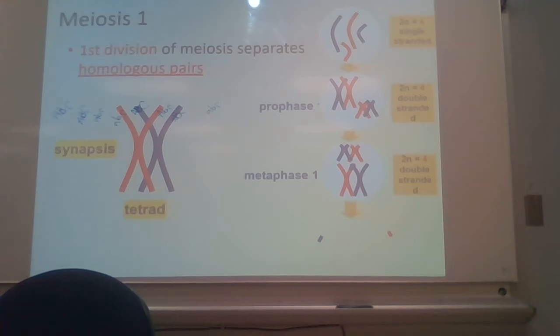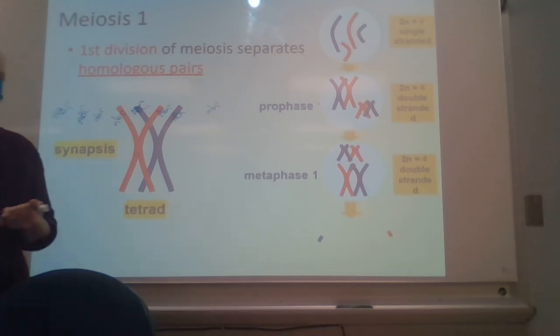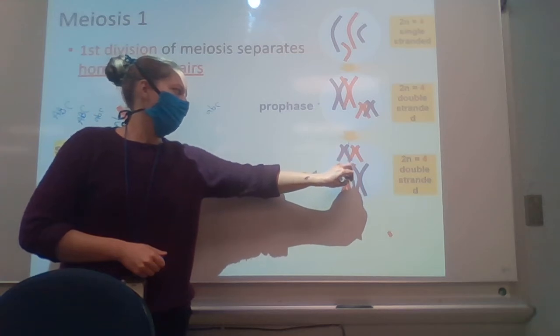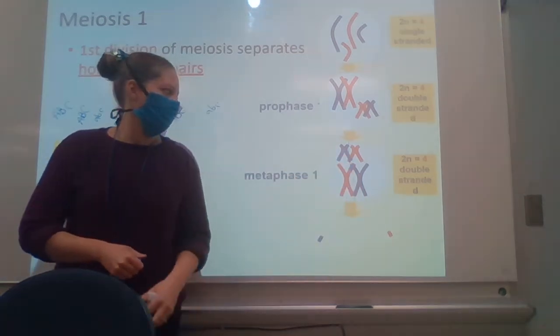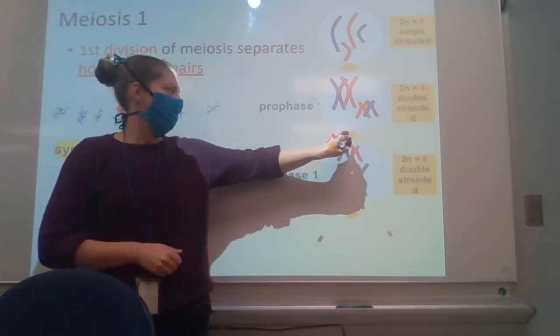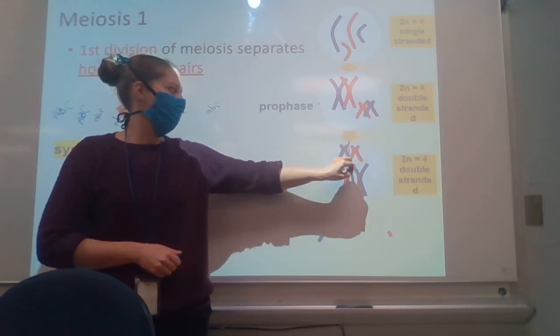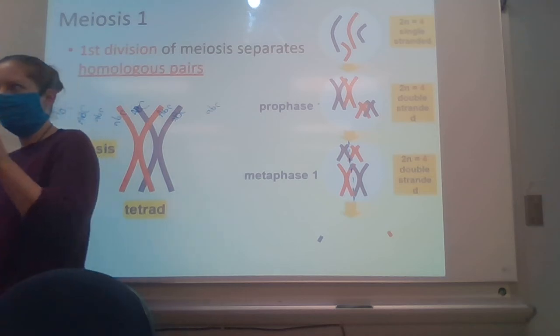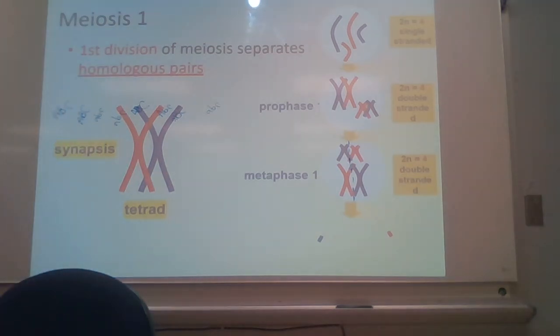So after prophase 1 is going to come metaphase 1. Just like metaphase in mitosis, the chromosomes are going to line up along the middle of the cell. Different from mitosis is that they're going to stay paired up, right? So instead of having sister chromatids on either side of the plate, we're going to have homologous chromosomes on either side of that metaphase plate.